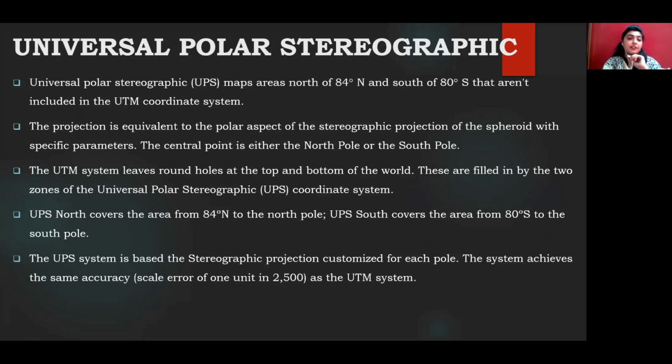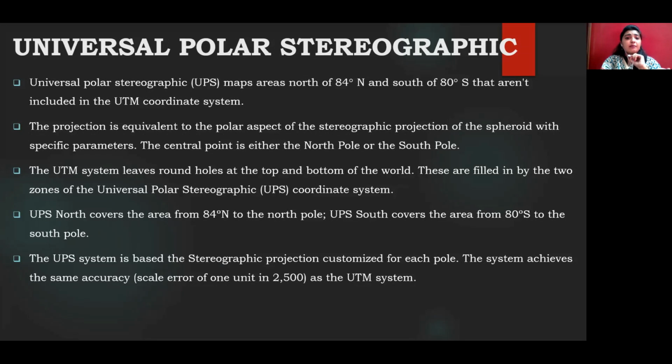The Universal Polar Stereographic Projection, which is the UPS maps, or the maps that use the UPS projection, are generally for areas north of 84 degrees north and south of 80 degrees south, and they do not include the areas that are represented by the UTM coordinate system. The projection is equivalent to the polar aspect of the stereographic projection of the spheroid with specific parameters. The central point is either the North Pole or the South Pole.